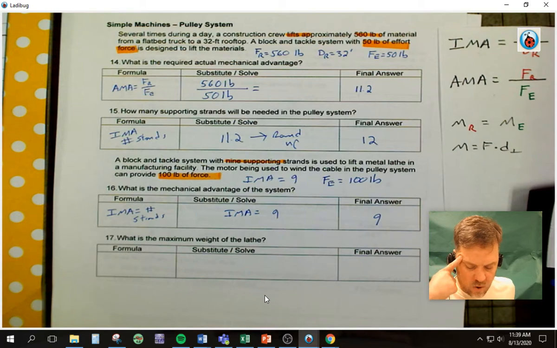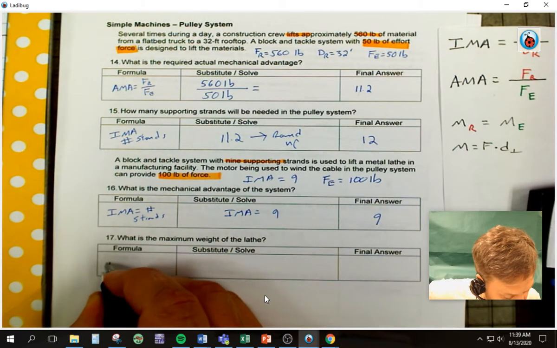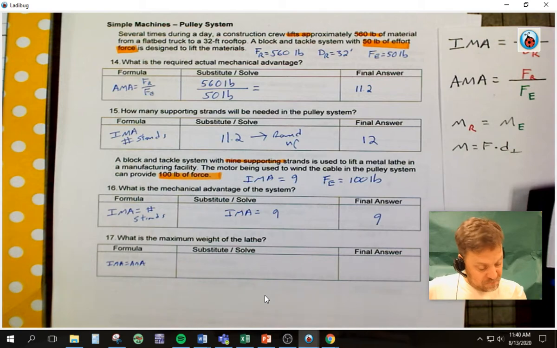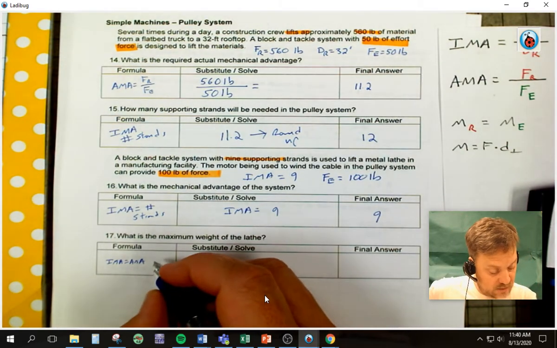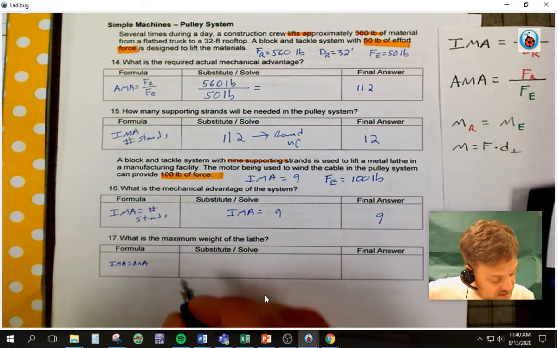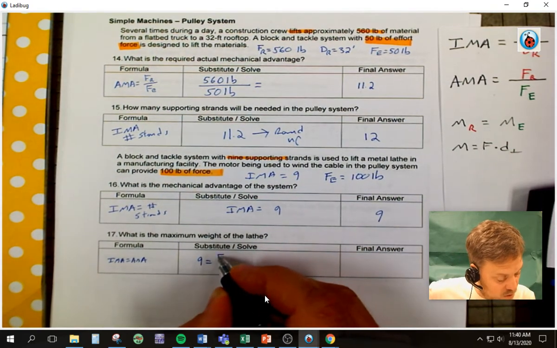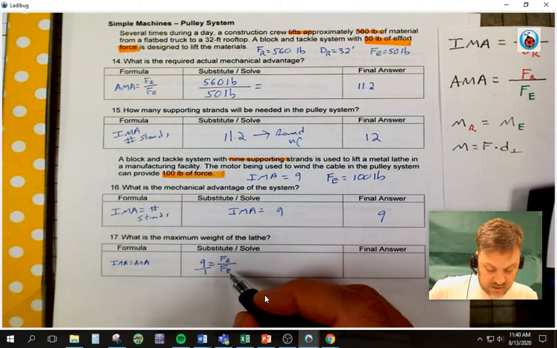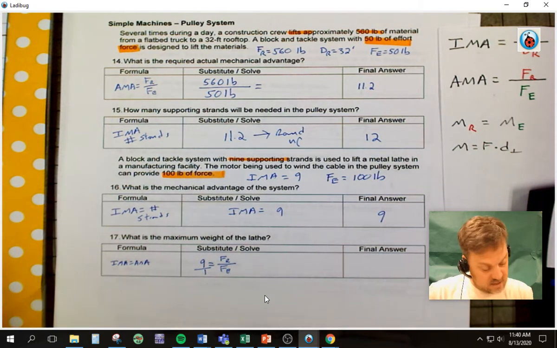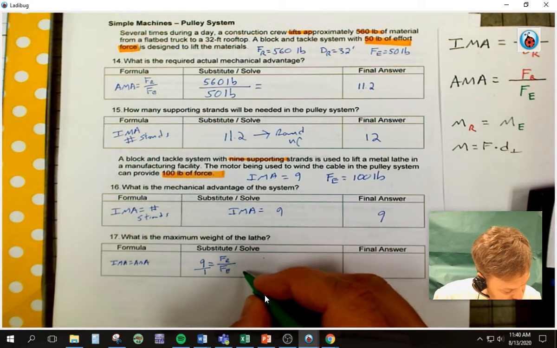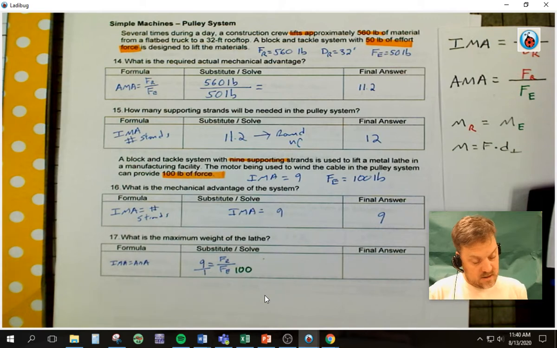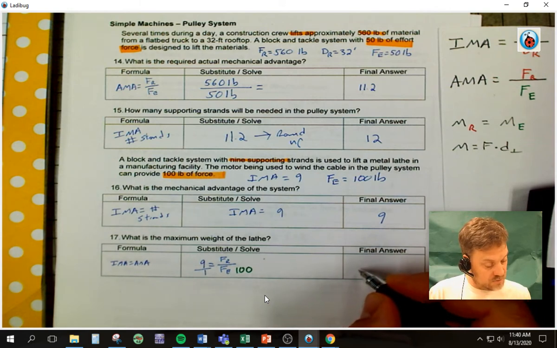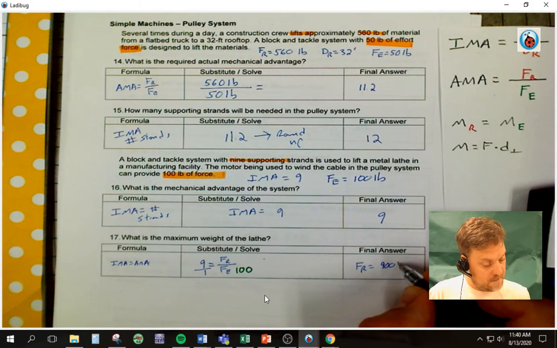And if we work that problem out, we're going to set IMA equal to AMA because we're talking about theoretical calculations, right? And if we remember what our AMA is, it's really FR over FE. So I take my IMA, which I had over here. I'm going to say 9 is equal to FR over FE. And if I wanted to, I could put this in fractional form to make the cross multiplication a little easier. But I know that this FE, I should have written as 100. So let me rewrite that. We're going to go 100 down there. And then I just do the cross multiplication. 100 times 9 divided by 1 gives me a force resistance of 900 pounds.